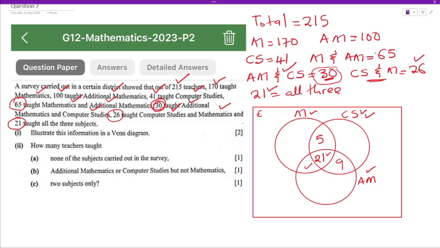We're remaining with this guy here. That one is falling under the intersection for math and additional math. So where do we have math and AM? Math and AM is right there. We're supposed to have 65. So we're going to say 65 minus 21. That gives us 44. So here we put 44.